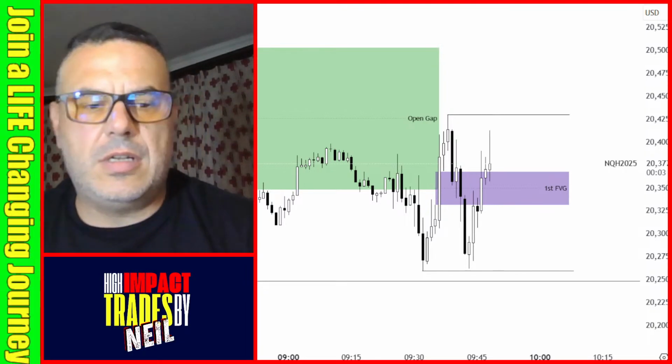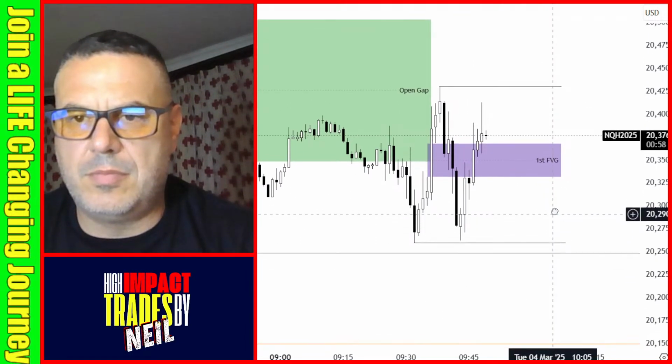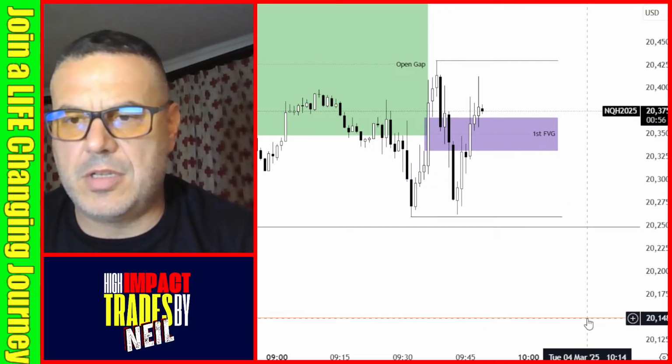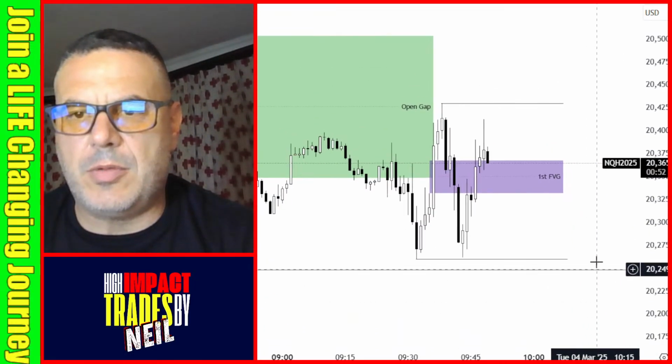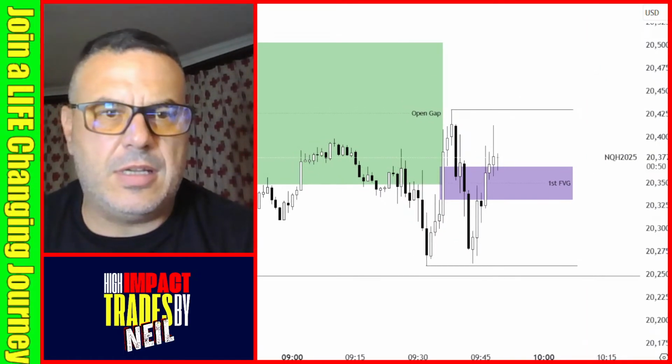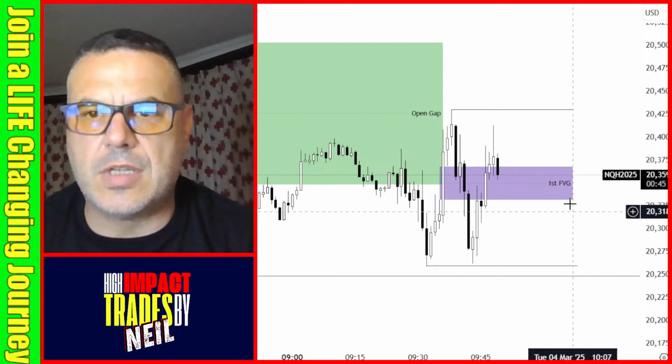Is there anyone who has deeper targets? Okay, we've got this potential, this 2150 level here, but what are your targets? Pop them in the comments below. Let's see what target you're targeting for today.